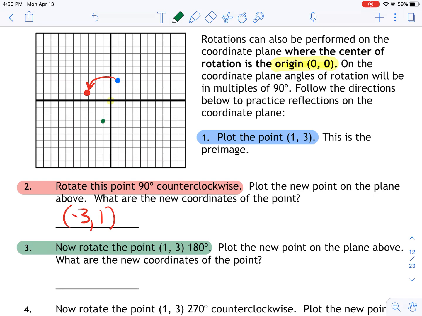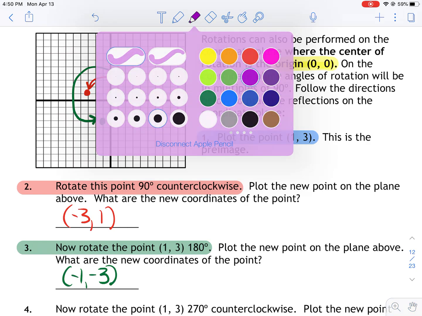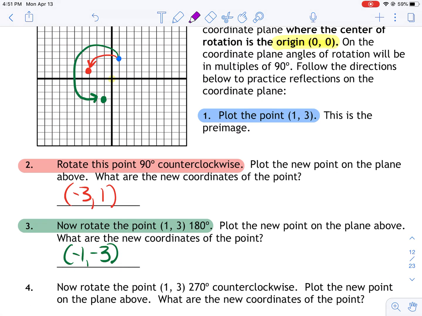Okay, well, if you did it correctly, you would have found that the point would have been -1, -3. Okay, so that is a 180 degree rotation. Okay, and I could have put the arrow going the other way too. I'm just going to be consistent because the next one's also counterclockwise. Okay, speaking of, let's go ahead and tackle that one.